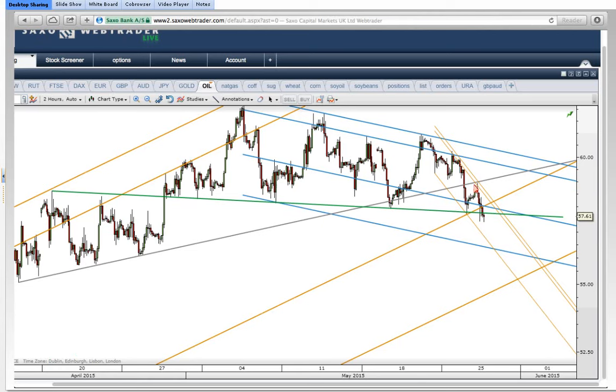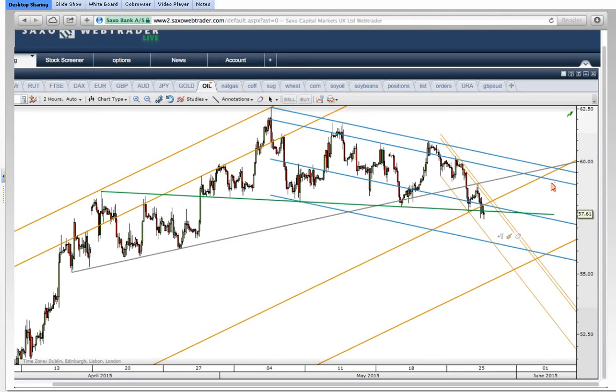Declining orange channel, and it held pretty nicely and gave me more than $1.20 at the moment, and I'm still holding my shorts until the bottom orange band and the blue band are hit. That's where I expect a bounce.